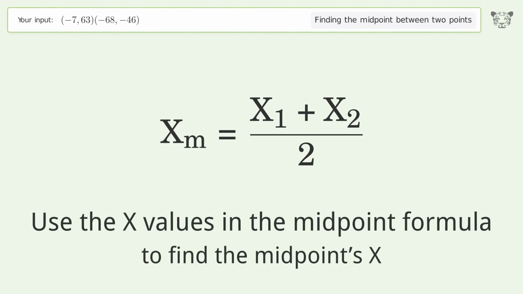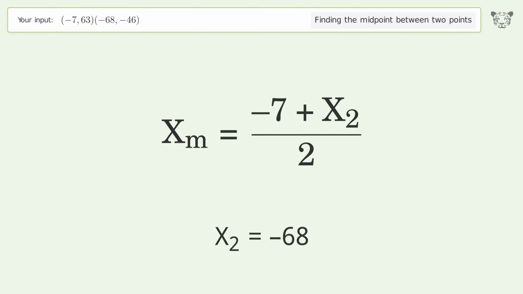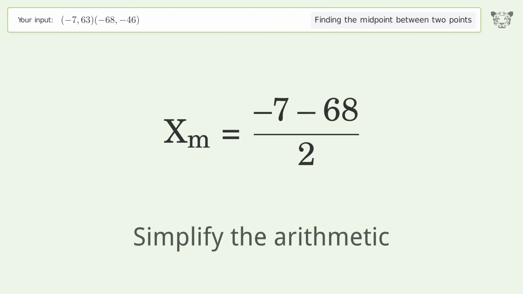Use the x values in the midpoint formula to find the midpoint's x. x1 equals negative 7. x2 equals negative 68. Simplify the arithmetic.